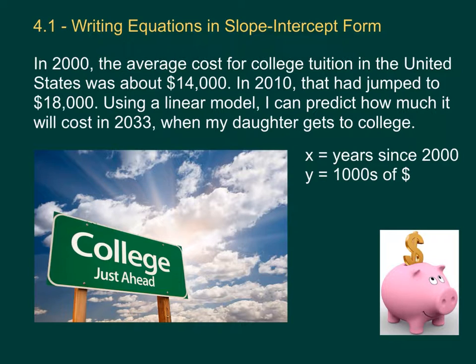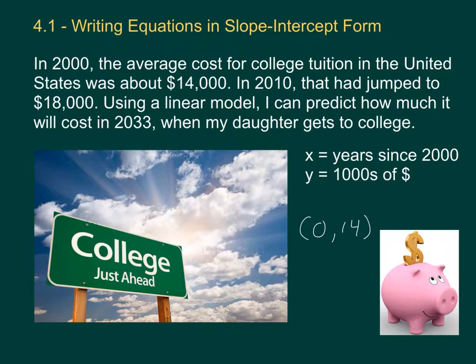So I know in 2000, the cost of tuition was about $14,000. So how many years since 2000 was the year 2000? Kind of a silly question. It was 0 years later. And how many thousands of dollars did it cost? It cost $14,000. So that's one of my points.